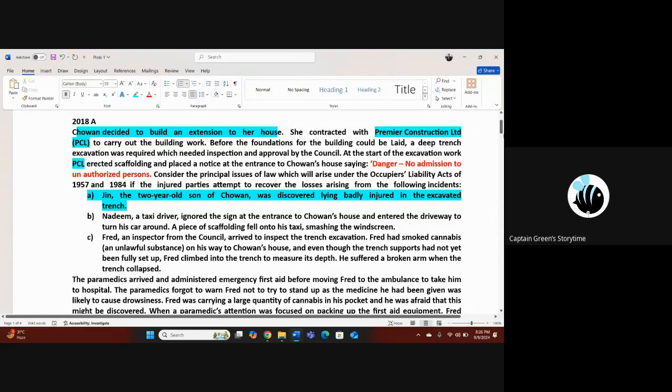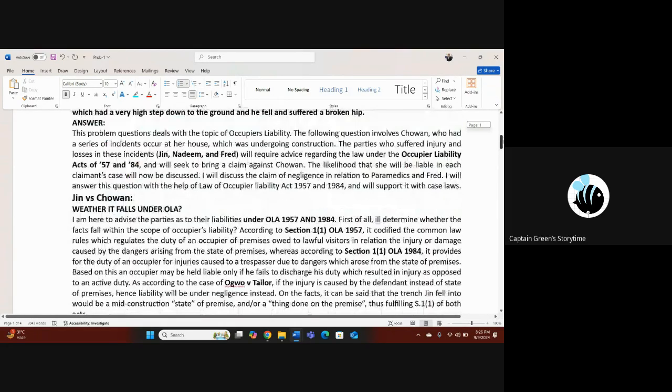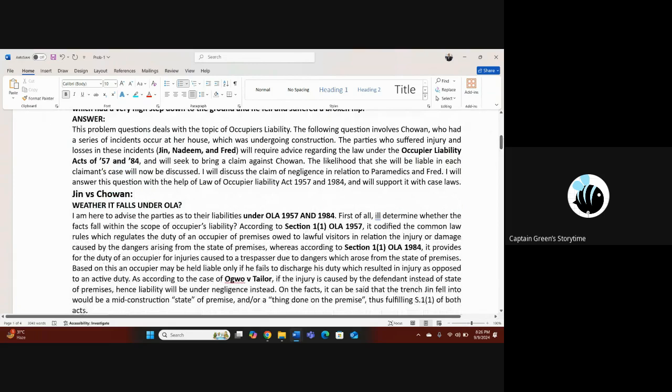Now coming towards the first situation of Jin. Before solving the problem, you should study that this problem question deals with occupier's liability, and it asks whether Chuan could be liable for the incidents which occurred at his house during the ongoing construction. Then you should study whether the injuries caused to Jin, Nadeem, and Fred fall under occupier's liability or not. And we will also study whether they fall under the 1957 Act or the 1984 Act. Okay. Now coming towards the first problem of Jin.